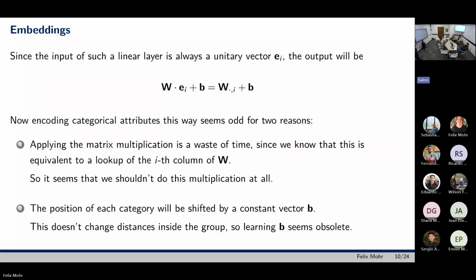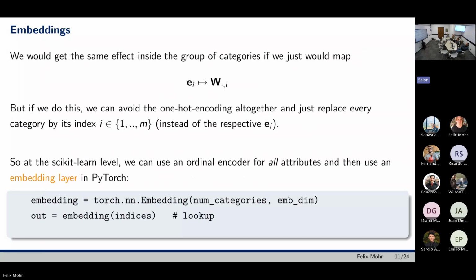Well, there's nothing that we can use unless somebody has developed this for us, and gladly in Python they have developed something for us. So we would just get the same effect if we can create our own layer where we just say, I get a categorical value.